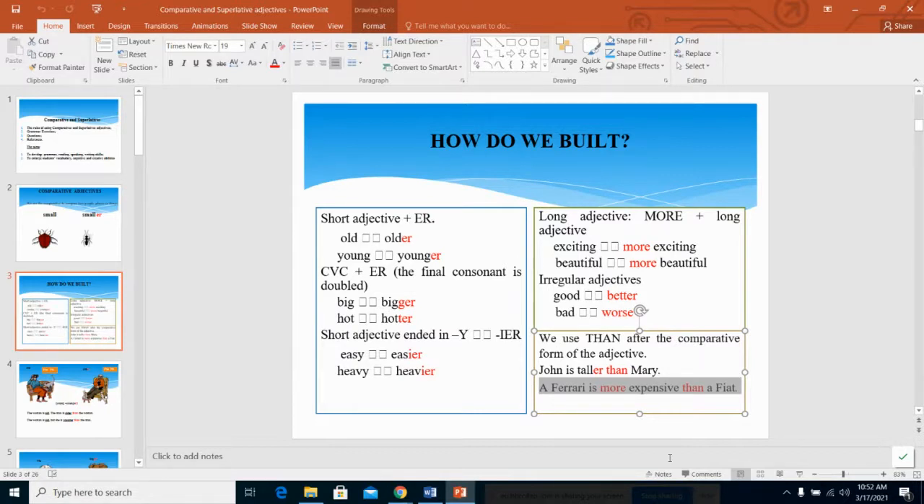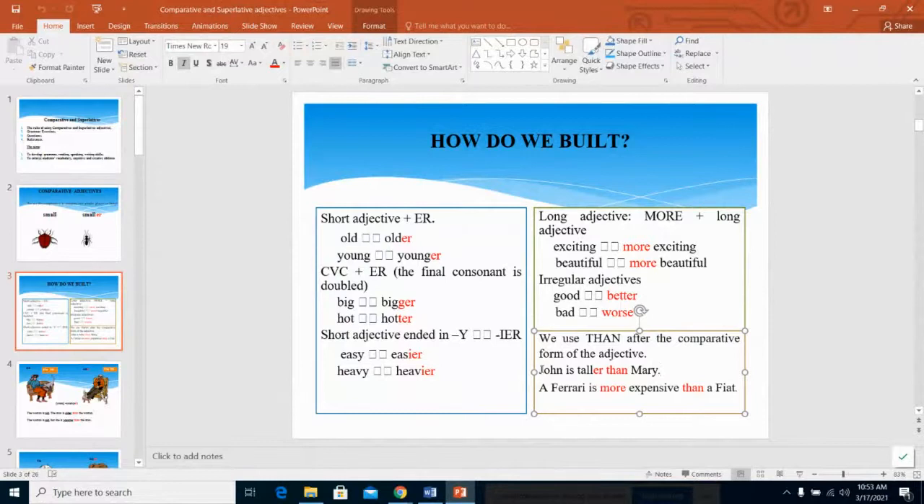Let me repeat. Number 1, if it's a short adjective, we add ER and we make it old, older, young, younger. If it's a short adjective ending in a consonant, then we double it: bigger, hotter. If it's a short adjective ending in Y, we add IER: easier, heavier. If it's a long adjective with two syllables like exciting, excite and ing, we add more: more exciting, more beautiful. Some irregular adjectives are here: good, we make it better; bad, we change it into worse.